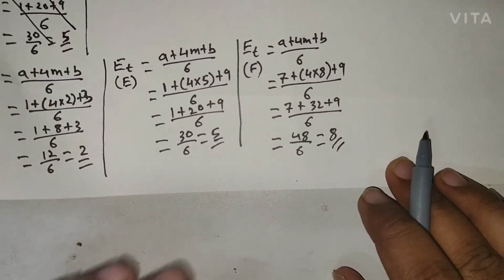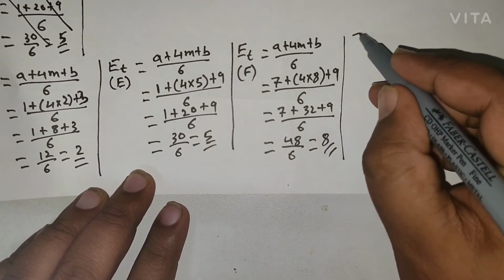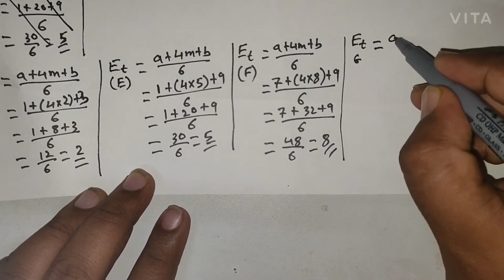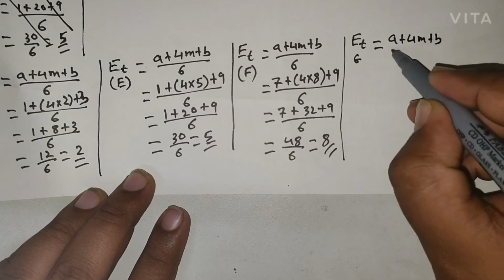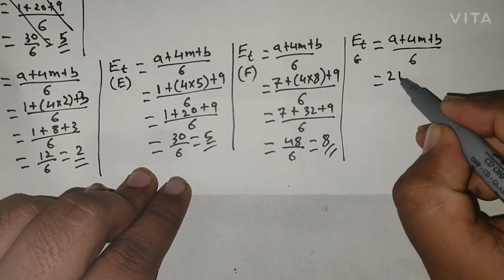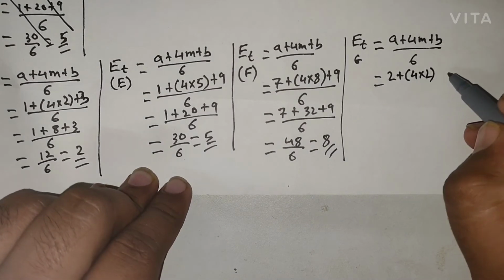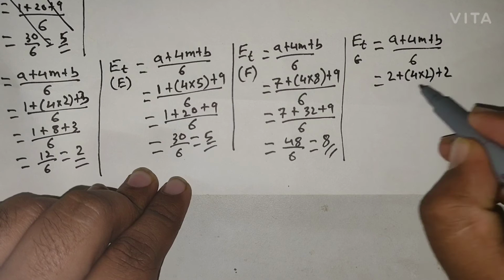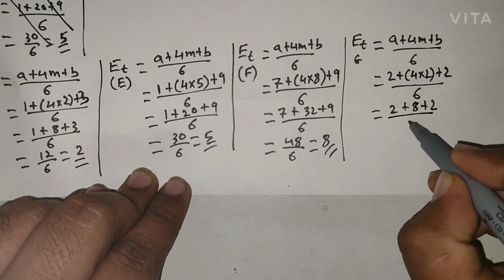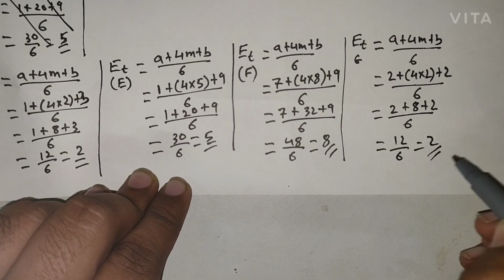Similarly, we will calculate the expected time for activity G. That will be equal to a plus 4m plus b divided by 6. The optimistic time, which is a for activity G, is 2. The most probable time is again 2, and the pessimistic time, which is b, is also 2, divided by 6. So this will be 2 plus 8 plus 2 divided by 6, which is 12 divided by 6. So here the expected time is 2.